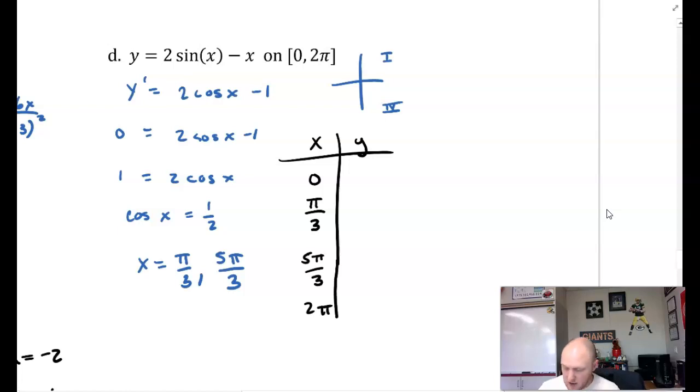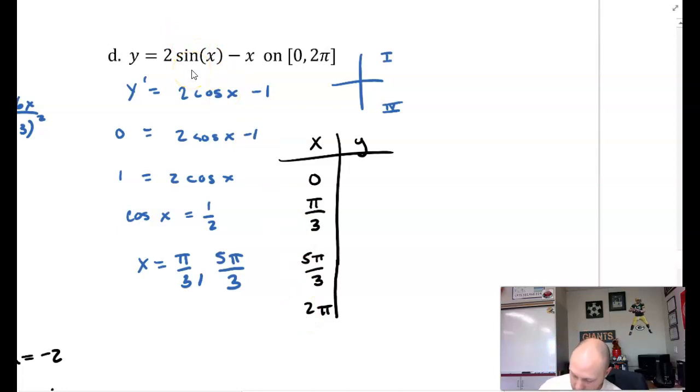and 2 pi. It should be worth noting that 0 and 2 pi are extremely similar. So note, oftentimes one of them is left out. One of them's excluded. Here, they're both included. So just be careful. I'm plugging these into the actual value, so I'm going to compute both.